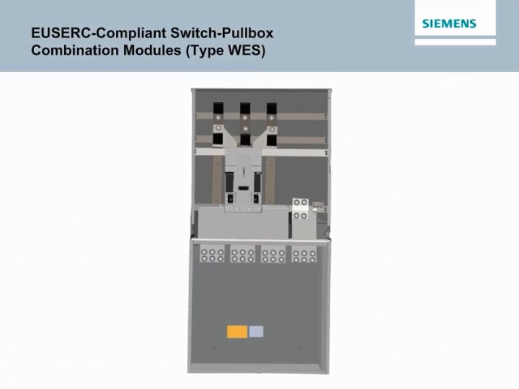USERC compliant switch pull box combination modules, type WES, are designed for 240 volt max, line side, bottom feed applications up to 1200 amps, for those areas that subscribe to the USERC standard or require compression lugs. NEMA 2 stud pattern bolts are standard on every unit, enabling compression or mechanical lug use. Each module features a removable ground trough to facilitate pulling the grounding conductor through the pull section. Multiple ground lugs are included with every device. Class T fuse provisions are standard.